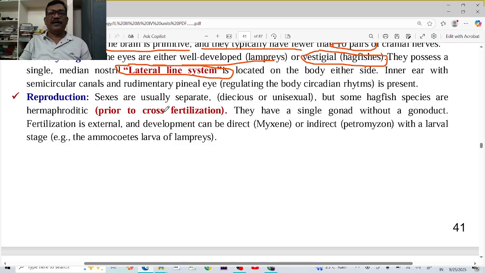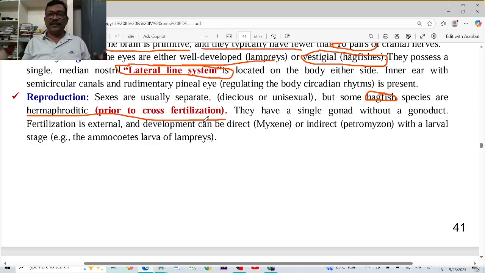Reproduction, sexes are separate, unisexual animals, secondary sexual characters are clearly seen, but some of them, especially the hagfishes, are hermaphrodites. Although they are hermaphrodites, cross fertilization takes place, because these cyclostomes are well developed animals, very near to the vertebrates.